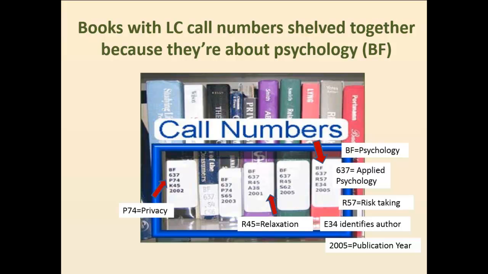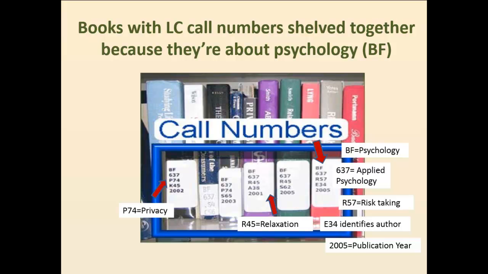And as you can see on this shelf, everything is more or less the same except when you get to that third line. So for example, you had R57, but then in the middle there we have R45, and that means that the subject matter is dealing with relaxation. And then you have P74 that's also shelved nearby on the left, and that's dealing with the subject matter of privacy.